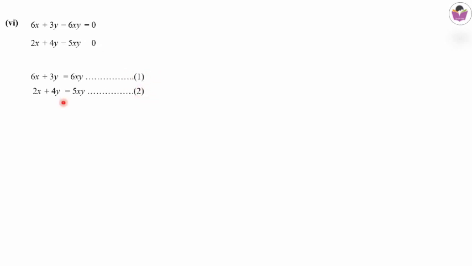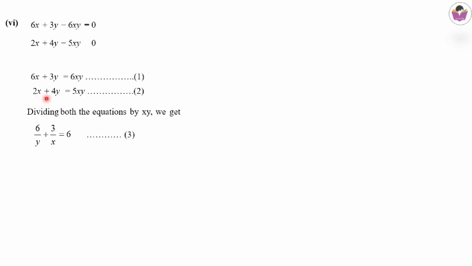This is somewhat similar to the previous question, so go through that particular method and apply it here again. Divide both the equations by xy. When you divide, 6x divided by xy means x and x will be cancelled and you will be getting 6 by y, plus 3y by xy means y and y will be cancelled and you will be getting 3 by x, equal to 6xy by xy means xy cancelled and you will be getting only 6. Label it as equation number 3.